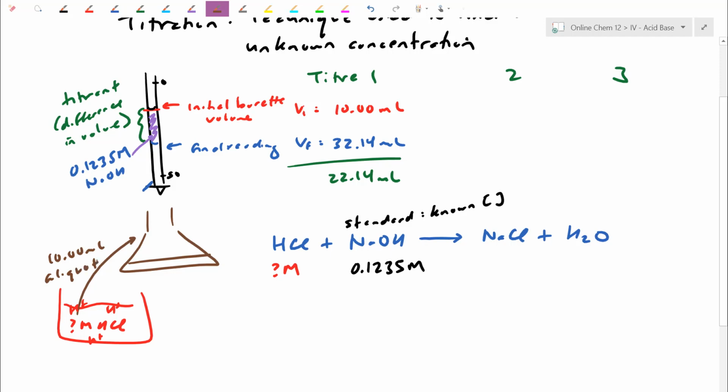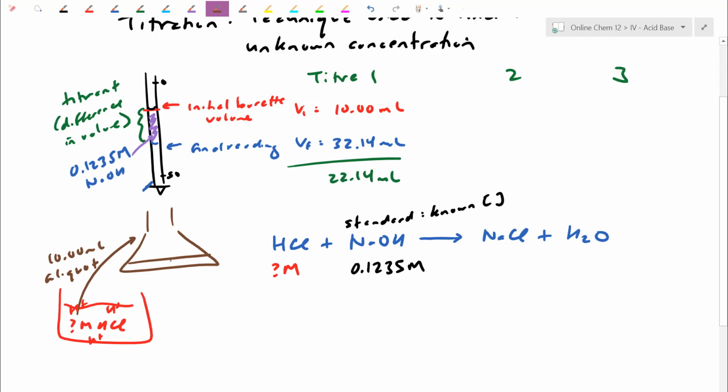Aliquot is just a name for a small sample, right? My bottle could have been maybe 4 or 5 liters or so, and I'm only going to test 10 at a time. That would guarantee me that I'm actually not going to need that much base to kill off the acid here. I'm going to be able to calculate the initial concentration of the acid before, because concentration is intensive, even though I would have destroyed this sample.